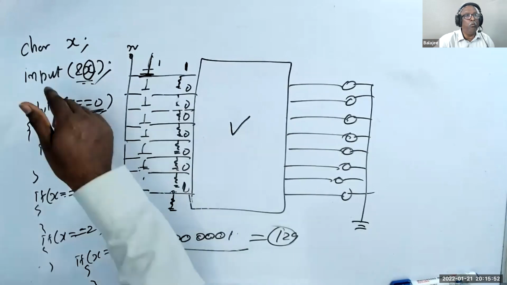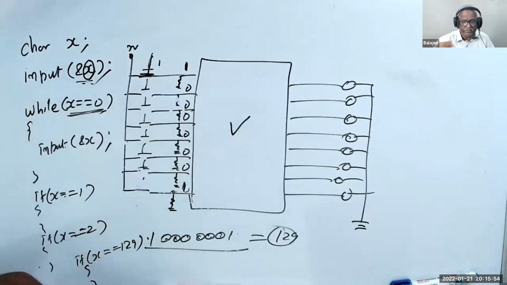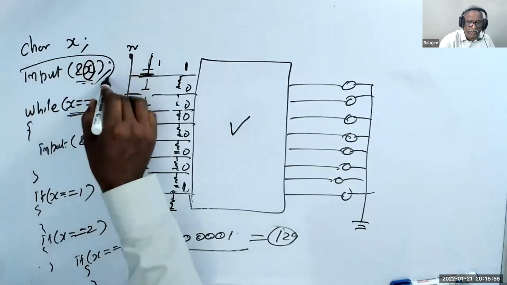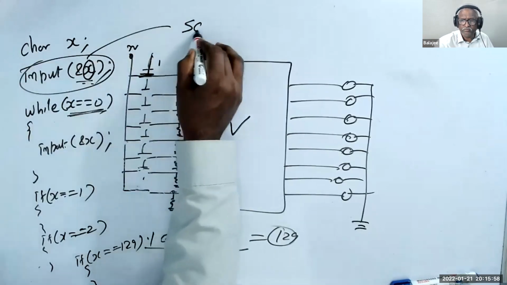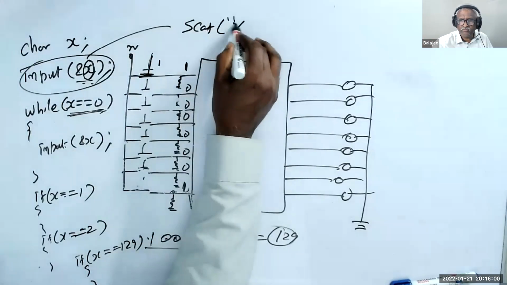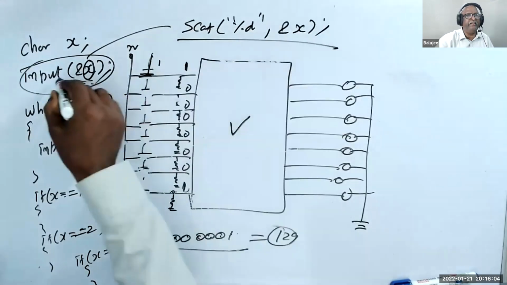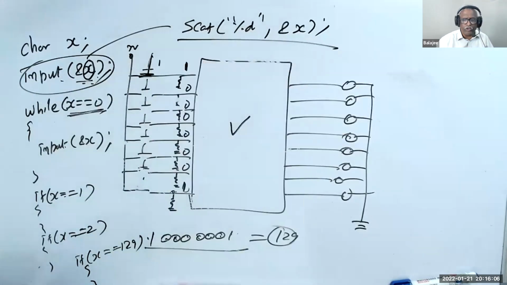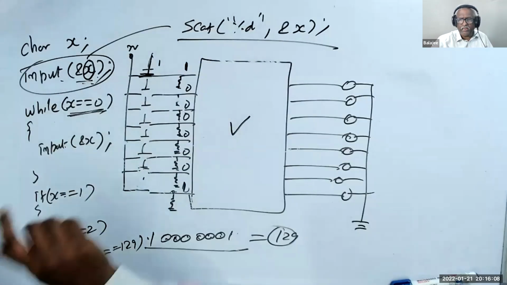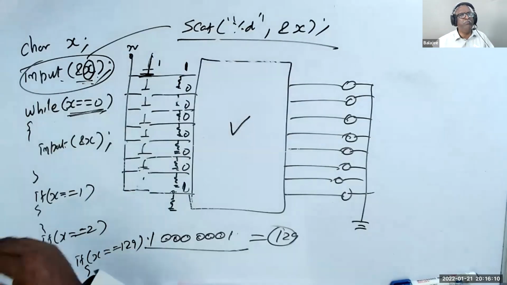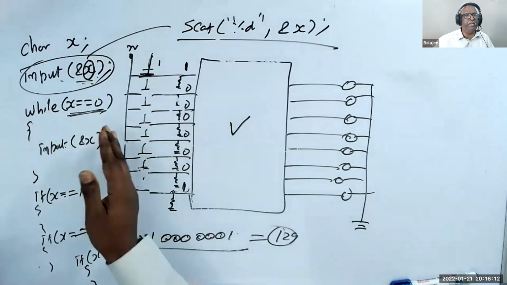So what I'm trying to tell you now here is there is no difference between your scanf and X, and the input and X. Both are same. There you get the input from the keyboard. Here you are getting the input from the pin.